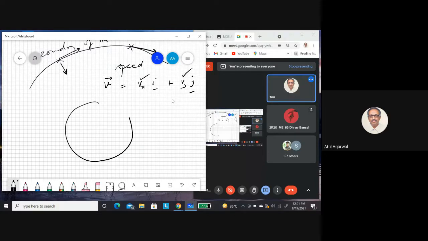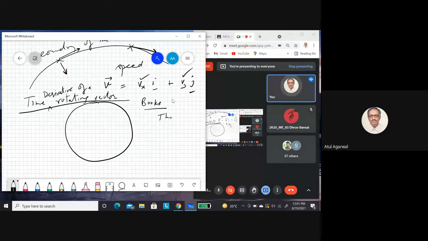Now I'll deal with the time derivative of a rotating vector. This is the most important concept in mechanics. Even books in mathematics have a topic. If you have read Calculus by G.B. Thomas and Finney. Has anybody read this book? Some people study it in 12th standard for JEE. So he has a topic dedicated to the time derivative of a rotating vector.